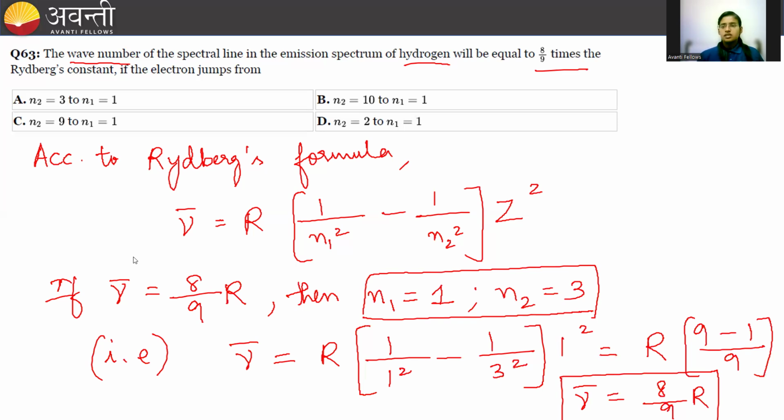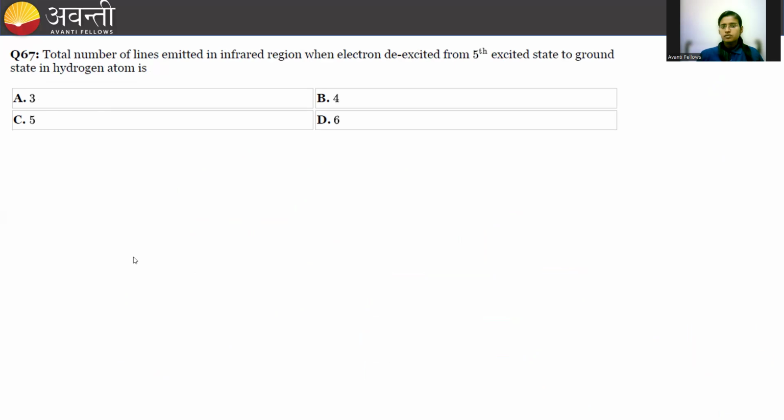Now coming to the next question, question number 67. The total number of lines emitted in the infrared region when an electron de-excited from the 5th excited state to the ground state in a hydrogen atom is. So there is an electron getting de-excited from the 5th excited state to the ground state. The lines are getting emitted in the infrared region and we have to find the total number of lines emitted in that region.